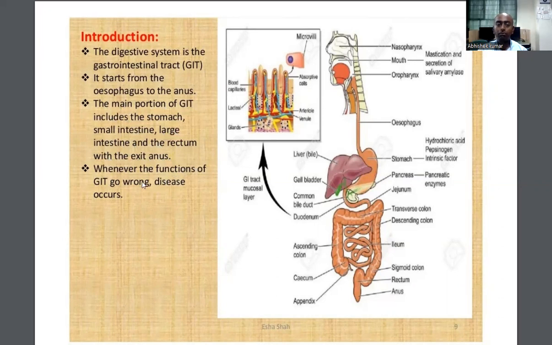Whenever the function of the GIT goes wrong, disease occurs. Whenever GIT function becomes abnormal, our body suffers from disease or disorder. What are the types of disease and disorder of the GIT? We already know hyperchlorhydria, hypochlorhydria, and there are others also. We suffer from constipation, diarrhea, dysentery. These are the diseases of the GIT.